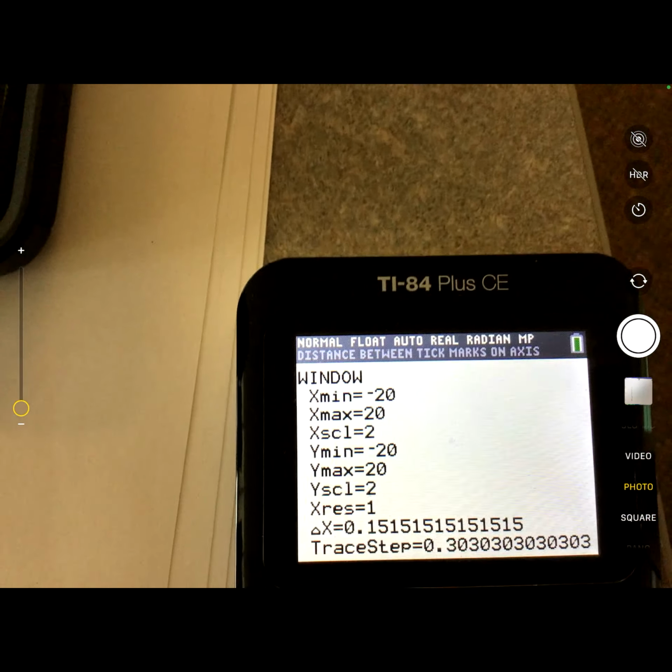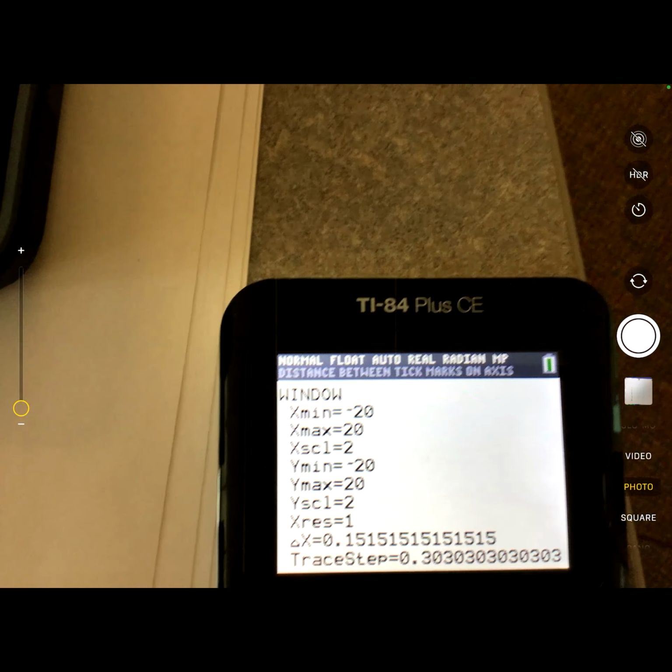I just changed all over. Cool. Andrew, where are your calculators? No, you need to be doing this on your calculator.